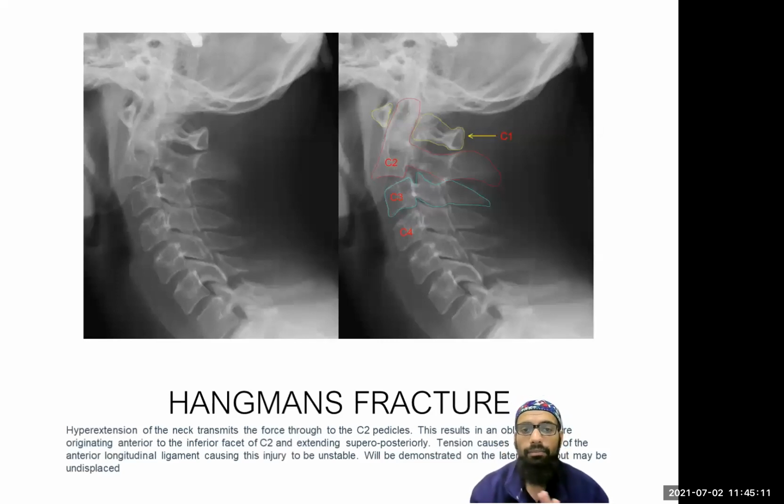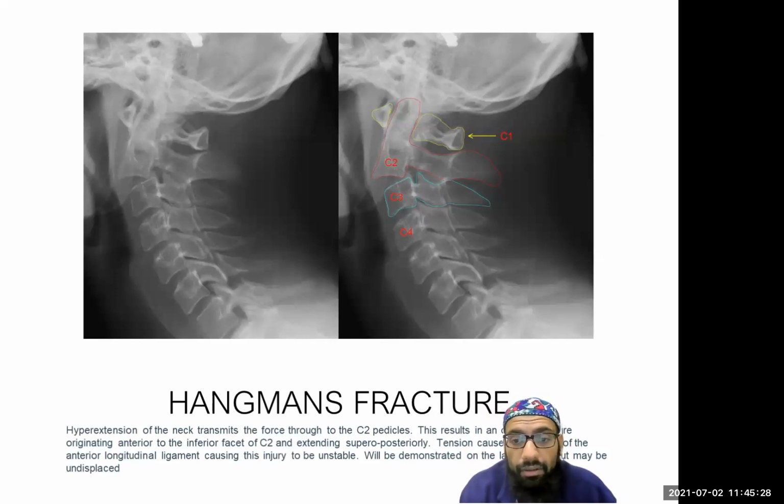Now, Hangman's fracture, Hangman's dislocation, is actually a dislocation of C2 from C3. All right. So this happens with hyperextension of the neck. If you can imagine your occiput touching the back of your shoulder, touching onto your shoulder blades. Now, this is exactly what happens.